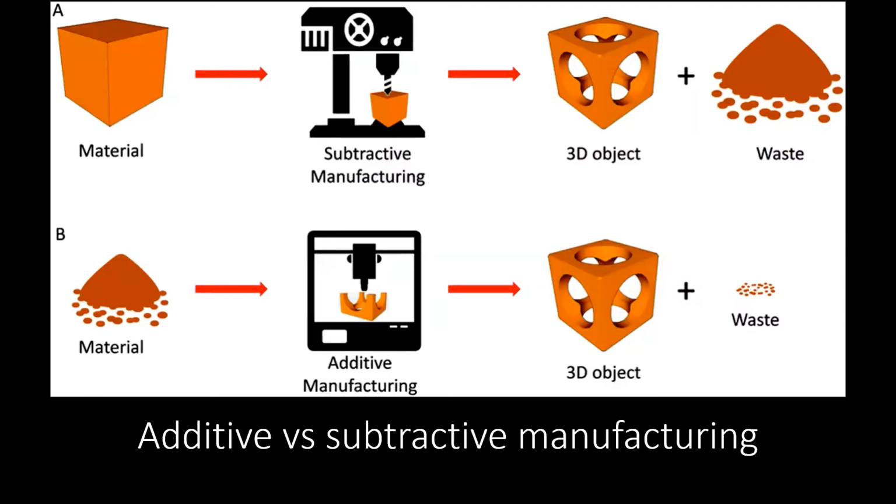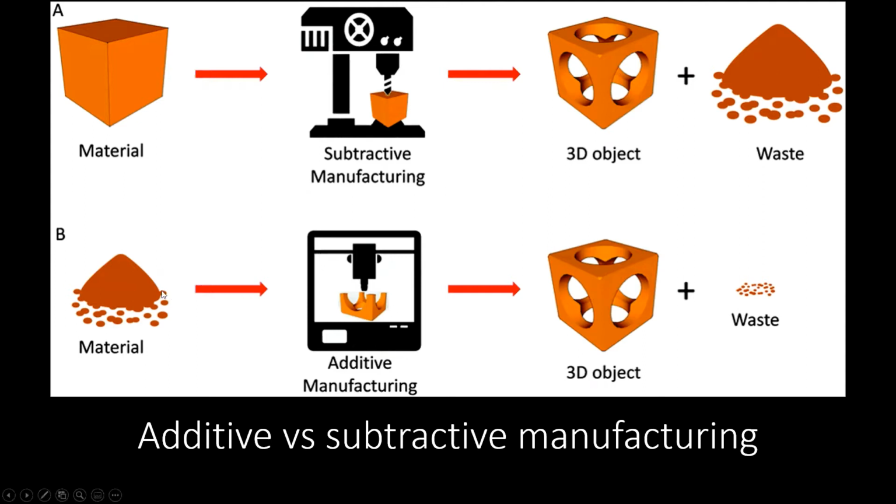So on this slide, again, is a really good illustration of additive and subtractive manufacturing. The top one is talking about subtractive manufacturing. On the left-hand side, we have our big block of material. Next is basically our machine that's going to be subtracting away, cutting away that material to create our 3D object. So you're starting with a big block of material, you're removing material to create your object, and then you have this waste that you do something with. You could either recycle it or whatever.